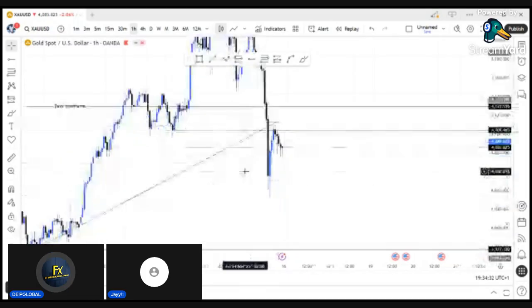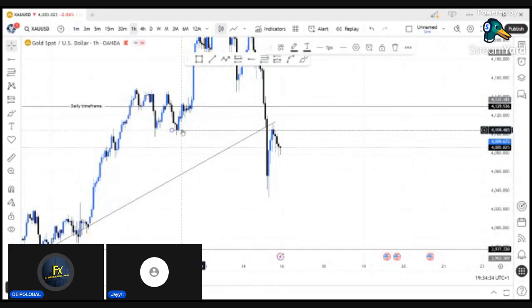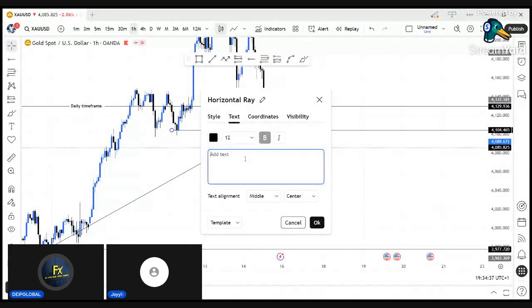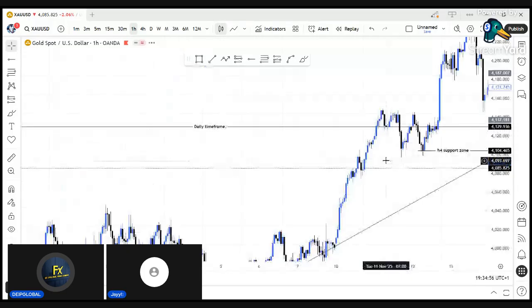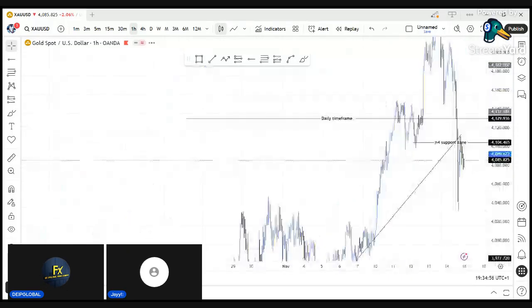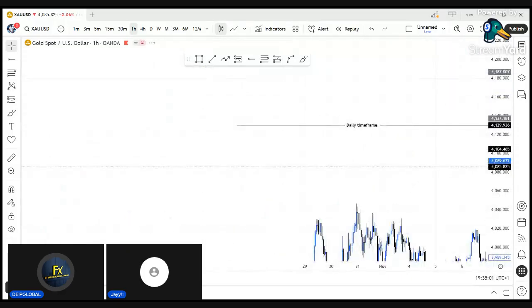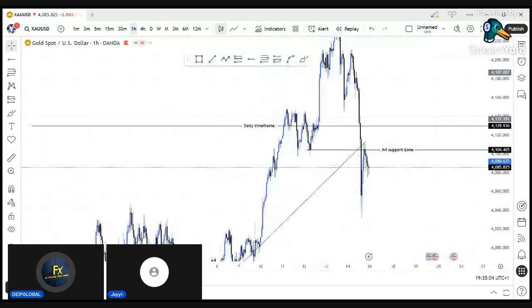So now remember that this is our 4 hour. Let me indicate this. This is our H4 support zone. I'm just writing this in here so that you can understand it. So we're expecting it to retest here and sell to the downside. And don't forget that this is our daily time frame resistance around here that you disrespected. They were expecting a sell as well, right? So we're looking for a sell around this zone.